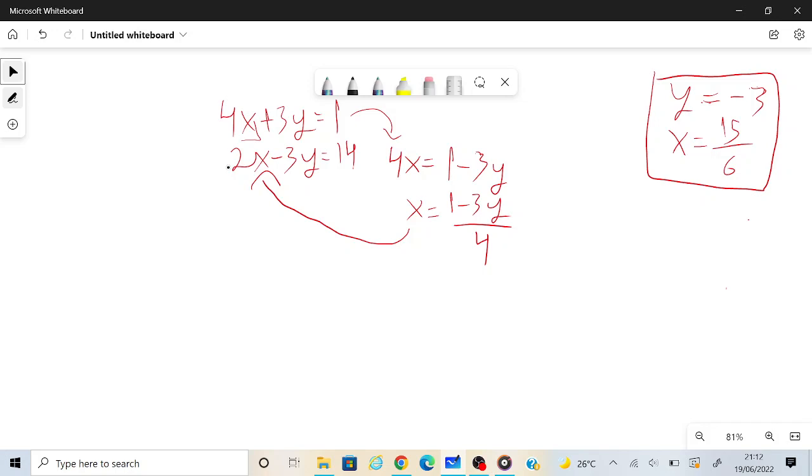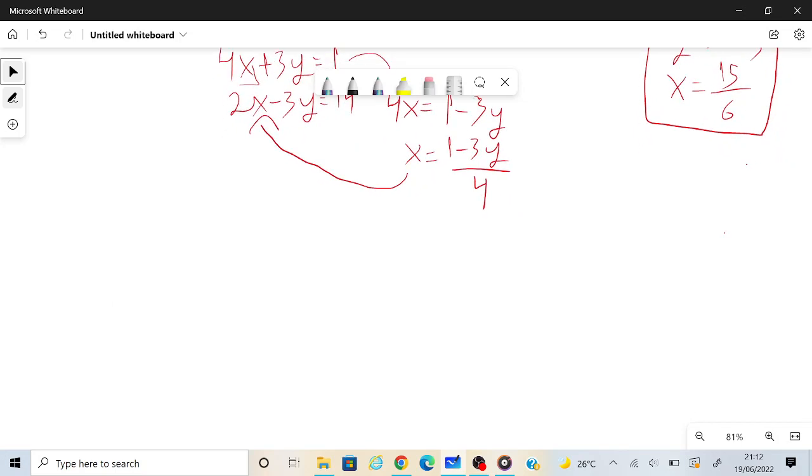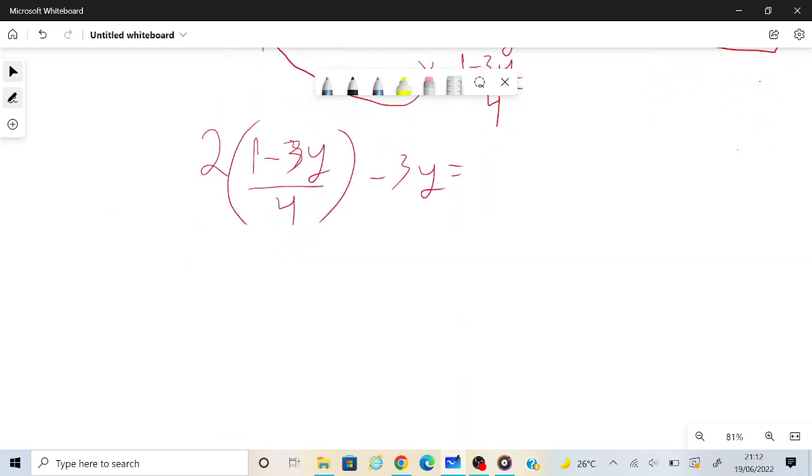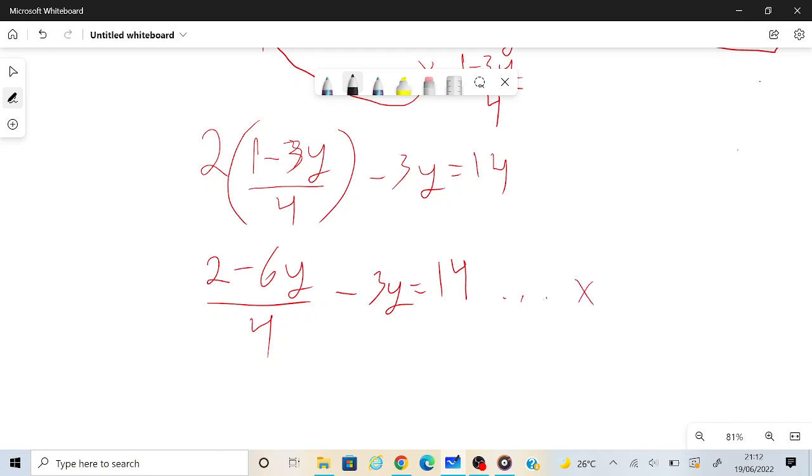So we're going to put this value over here. Let's quickly do that. This will be 2 into 1 minus 3y over 4 minus 3y equals 14. Now expanding this, you would have 2 minus 6y over 4 minus 3y equals 14. You want to get rid of the denominator, so you multiply everything by 4.